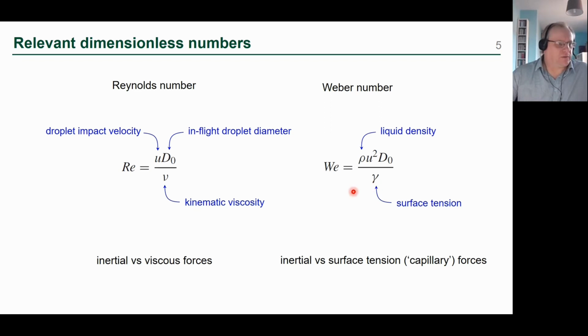Another key parameter in the context of these surface tension dominated flows is the Weber number. So we have the density, the liquid density coming here, and the surface tension here. So this is really a ratio of inertial and surface tension forces, and you'll often see the word capillary used to refer to surface tension forces.